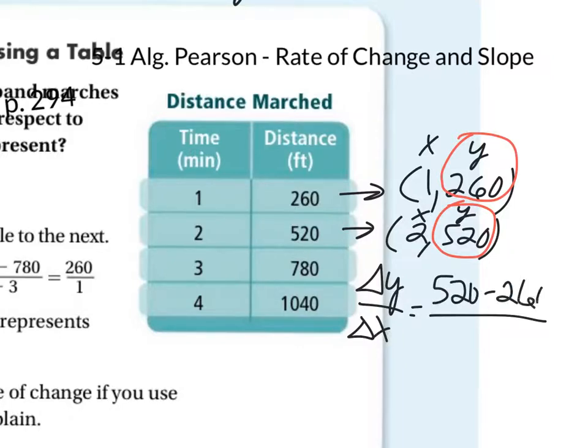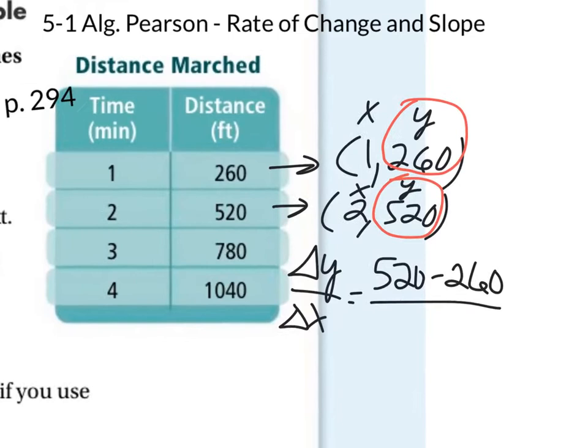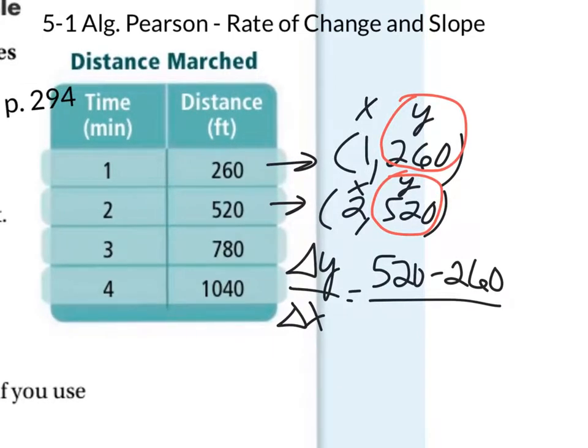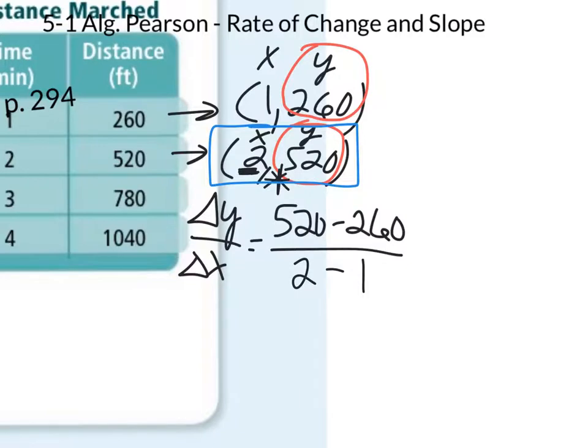The deal is, however we do the change in y, we have to do the same order for this change in x. So if I started with 520 for the y, I'm locked in and I have to start from the x from that same coordinate. In other words, I did 520 minus 260. Now I don't have a choice. I have to start with this x value. So I have to do 2 minus 1, which is fine because that's easier anyway. But sometimes, you know, you may just have to get a negative. It's just how it works.